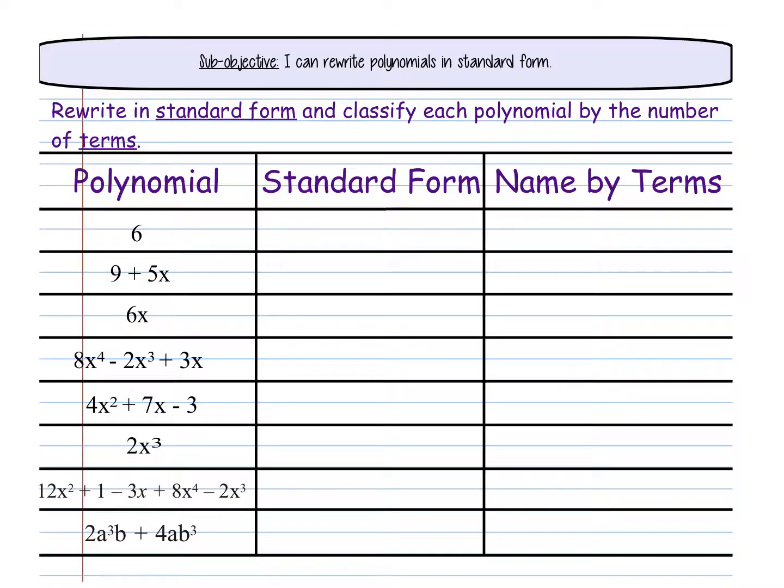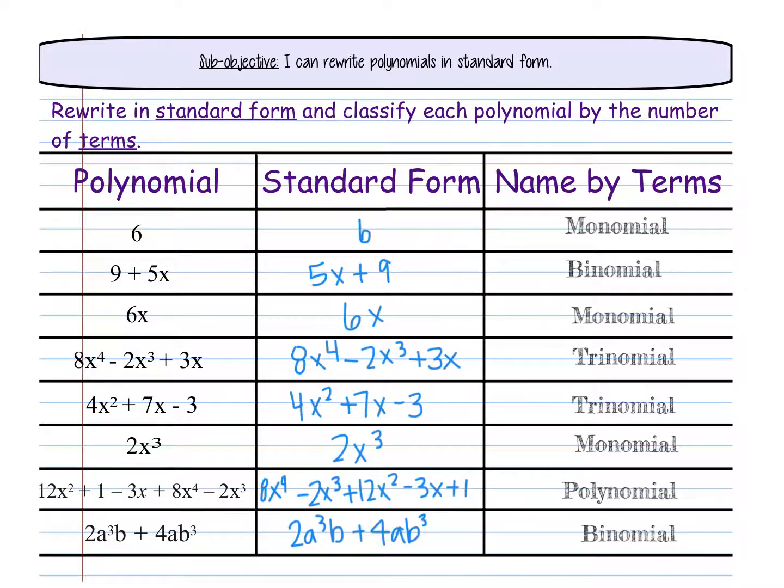All right, so I'd like you to take these examples, and you have them on your paper. Go ahead and rewrite them in standard form and classify them by the number of terms. All right, so some of these were a little tricky, but let's see how you did. First of all, check and see that you named it by the number of terms correctly. So the first one is a monomial, a binomial, a monomial, a trinomial, a monomial, a polynomial, and a binomial.